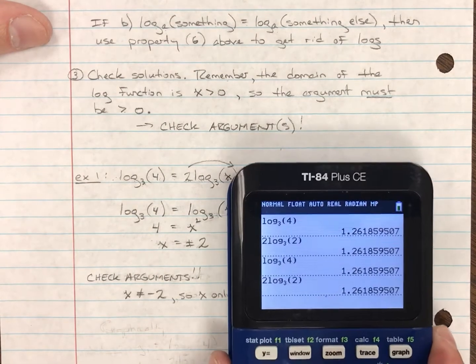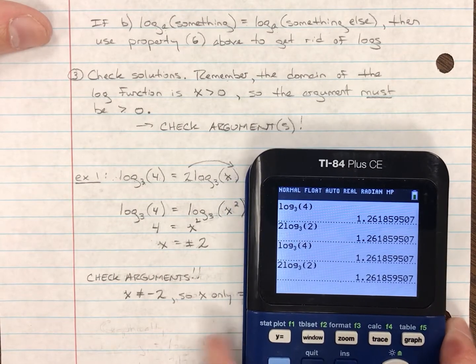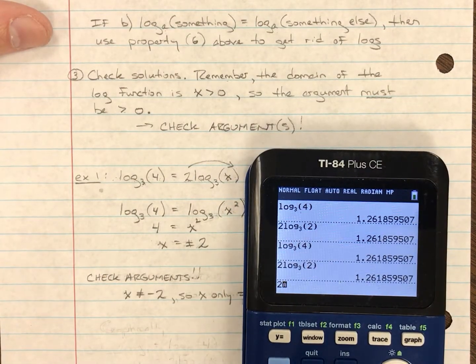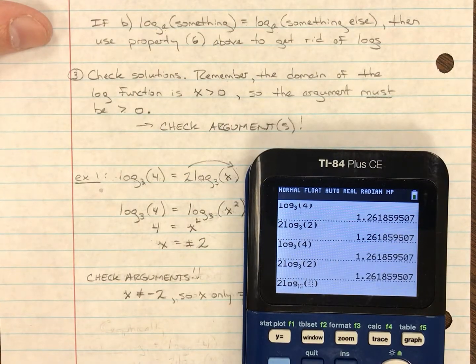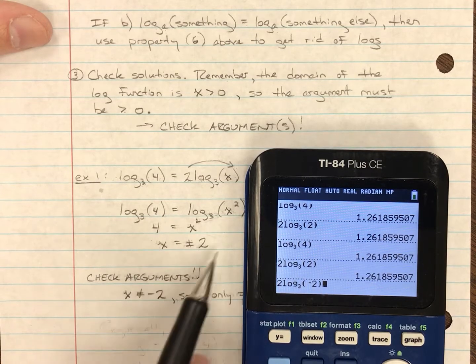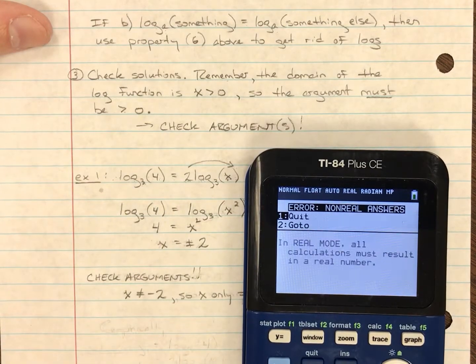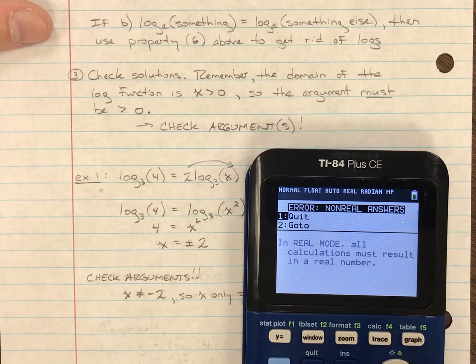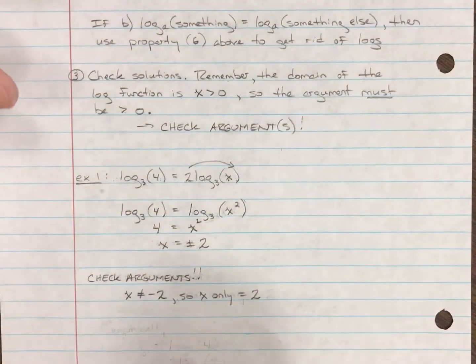If I were to put negative 2 in there and check negative 2, 2 log base 3 of negative 2, remember that was a solution that came out. It's going to say nope. Non-real, not happening. Okay, non-real answer. We're dealing with real answers, not going to happen. So, okay, let's solve this graphically.